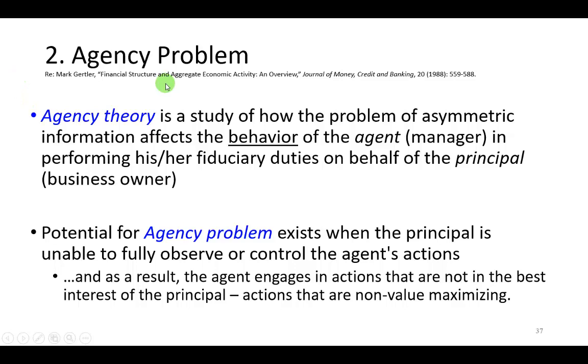Agency problem is an interesting one because it emanates from the concept of agency theory, which is a study of how the problem of asymmetric information affects the behavior of the agent.